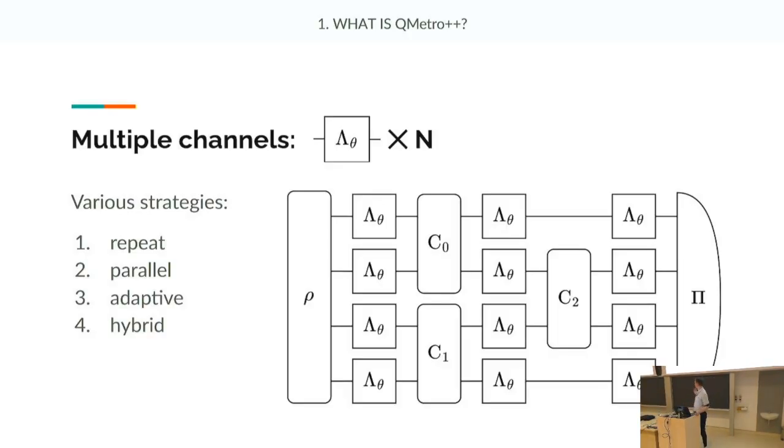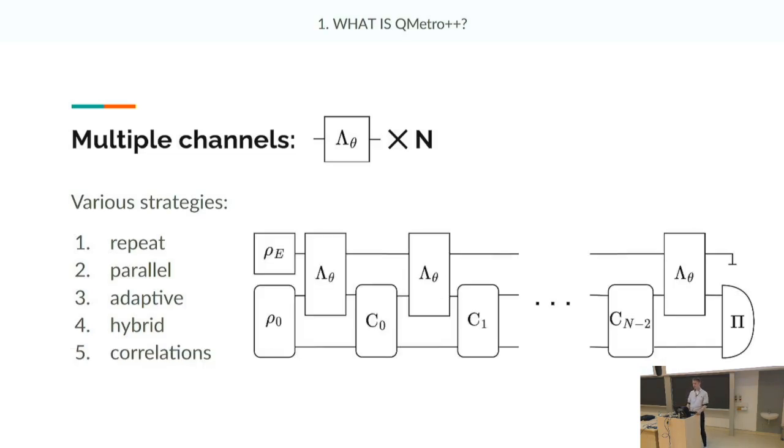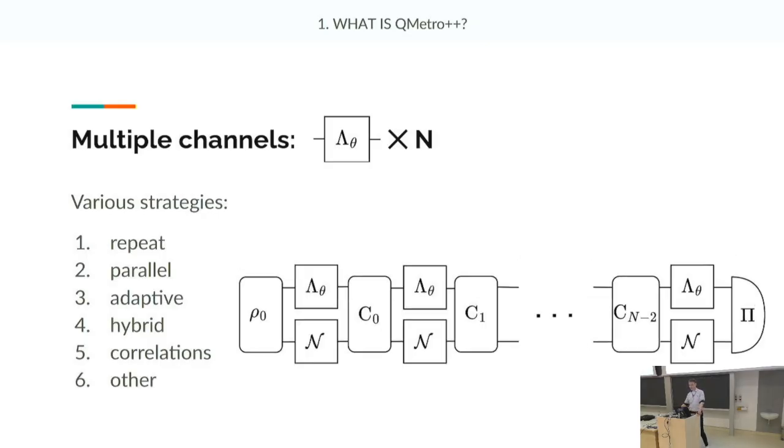We can consider a simple case like this one or something more complicated. We can also be interested in a scenario where there is an additional environment space to which we don't have access, but our channels interact with the space and they become correlated because of it. Or we can consider a case when in our adaptive strategy, the ancilla space is actually noisy and there is some noise model we want to apply to it. So basically the message is that there are basically infinitely many various strategies we might want to consider.